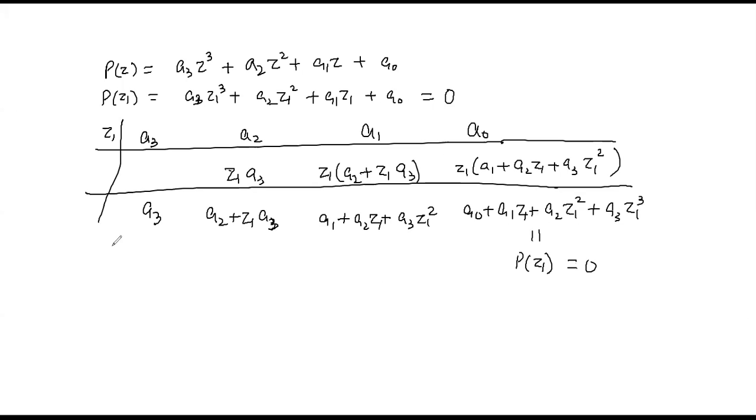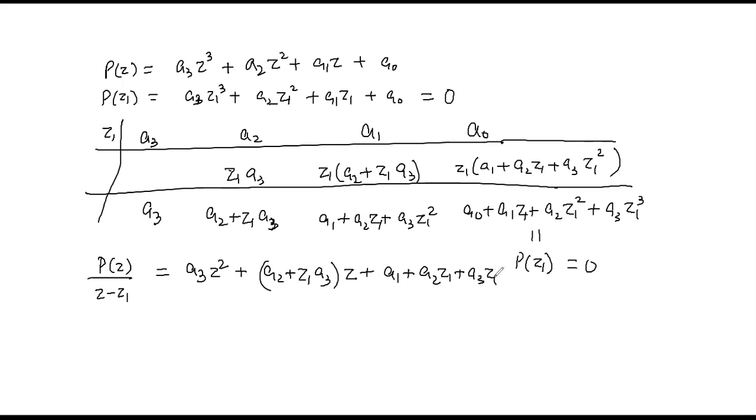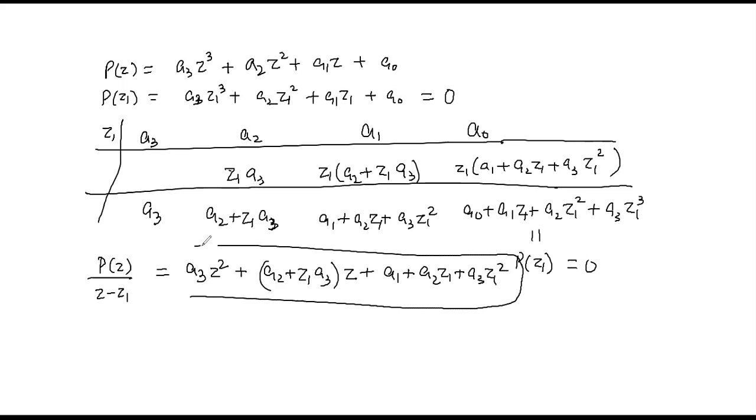So जो मेरा q of z मिलेगा, यानी if I want to find p of z divided by z minus z1, it should be here a3 into z square plus a2 plus z1 into a3 into z plus the constant term होगी अपनी a1 plus a2 z1 plus a3 z1 square. तो ये मेरा q of z in terms of z1 and the coefficients of the original p of z.